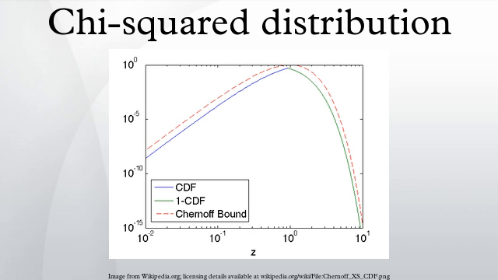Additivity. It follows from the definition of the chi-squared distribution that the sum of independent chi-squared variables is also chi-squared distributed. Specifically, if Xi, i = 1 to n, are independent chi-squared variables with ki, i = 1 to n, degrees of freedom, respectively, then Y = X1 + ... + Xn is chi-squared distributed with k1 + ... + kn degrees of freedom.